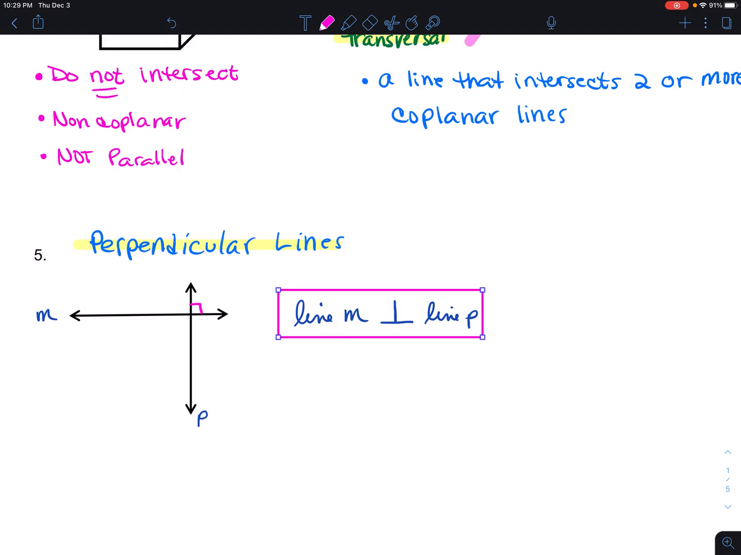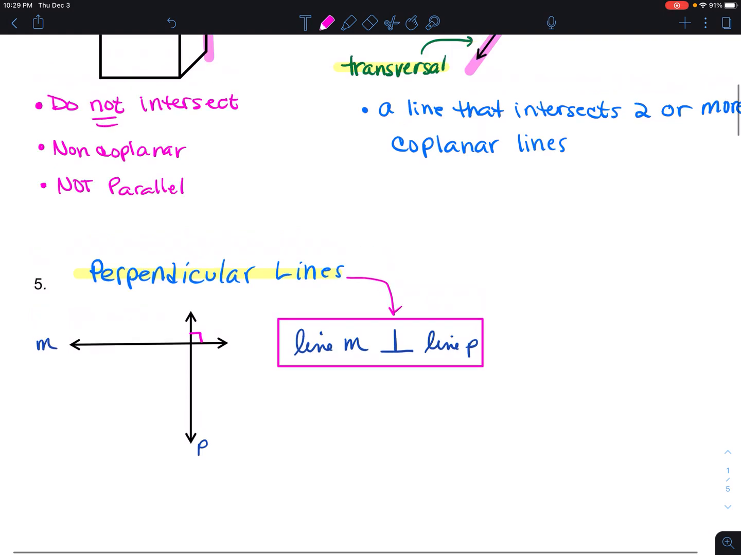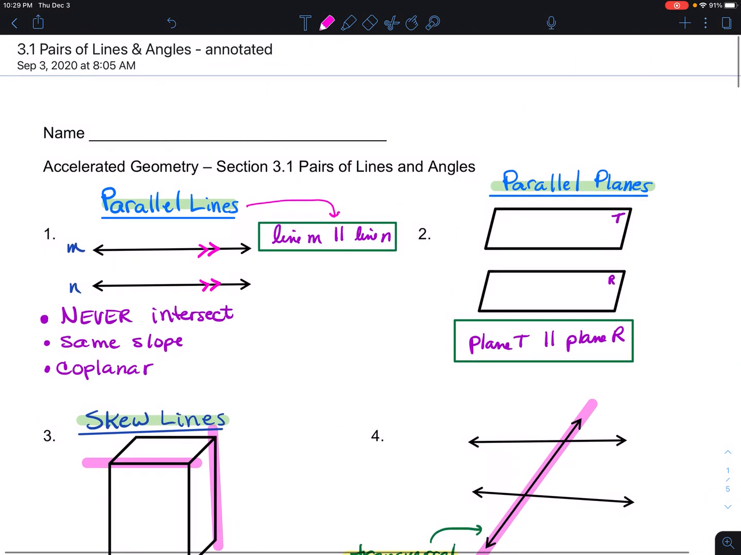So you have to be aware of what these symbols represent in order to know what you're talking about. If you see this in a sentence in a word problem, you need to know what it means because you will not always get a picture. That's when you draw a picture. So you need to know the perpendicular sign and the parallel sign.